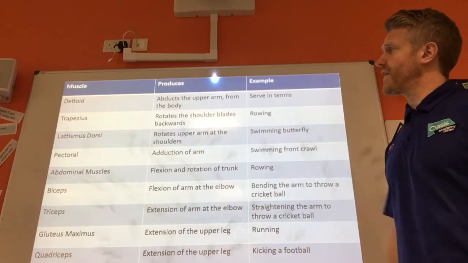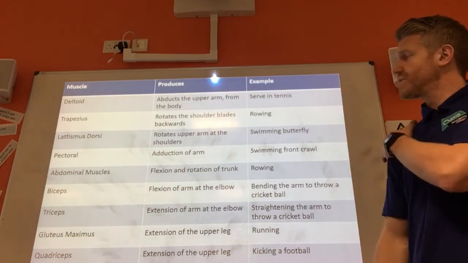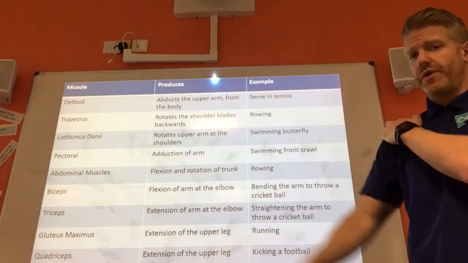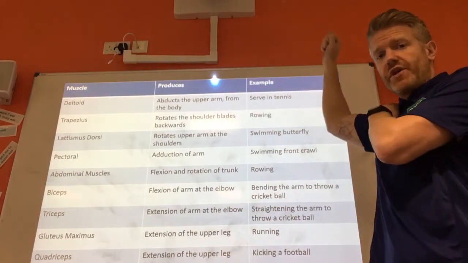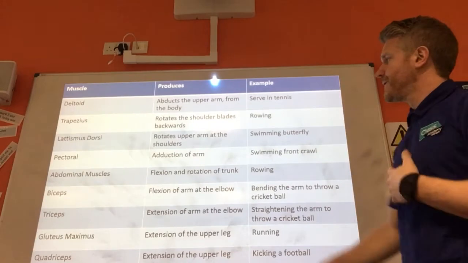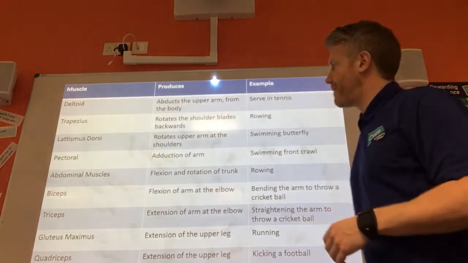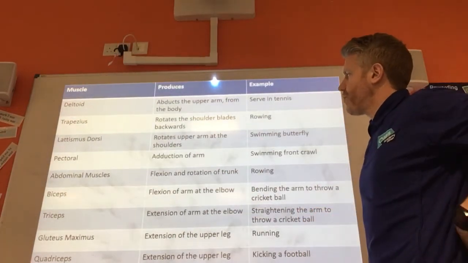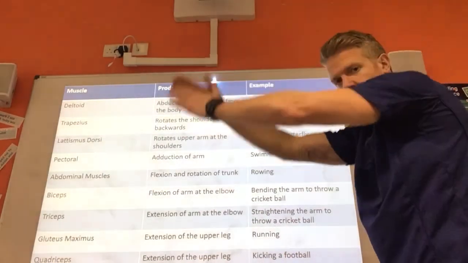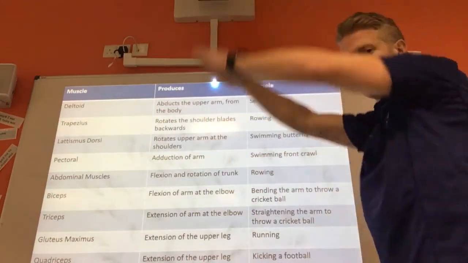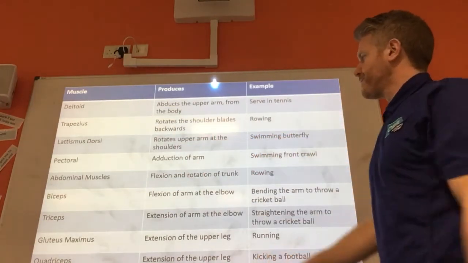So you've got deltoid. That abducts, it takes away the upper arm from the body like so. Okay, you might have a serve in tennis, so you're bringing the arm right up. Okay, latissimus dorsi, which is our back, that rotates upper arm at the shoulders. So if we do this motion, okay, we are using our back muscles to do the swimming the butterfly.